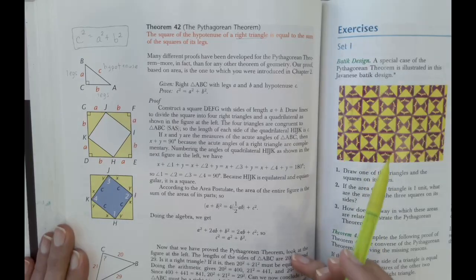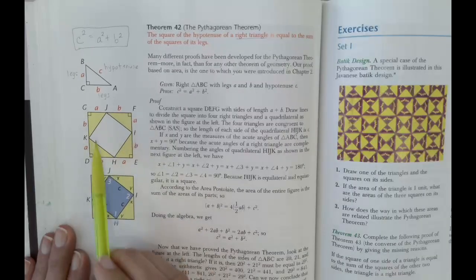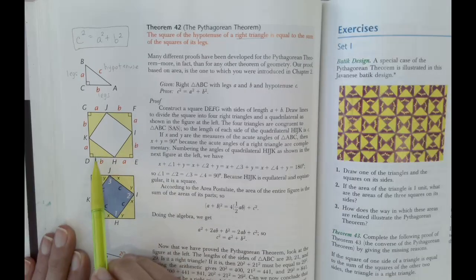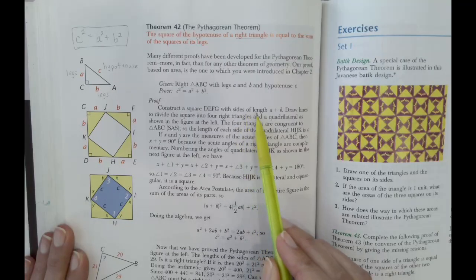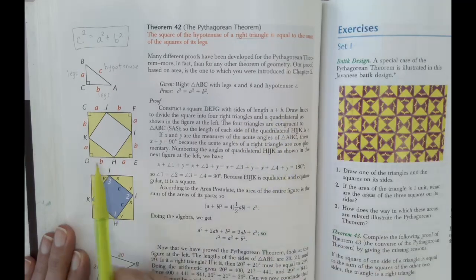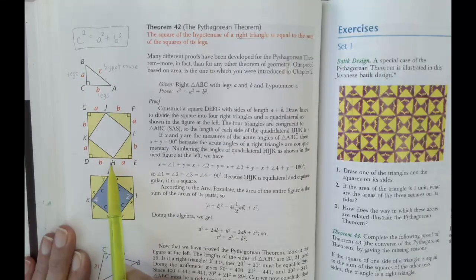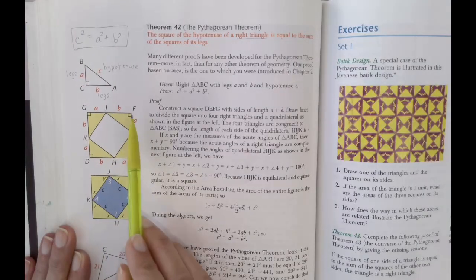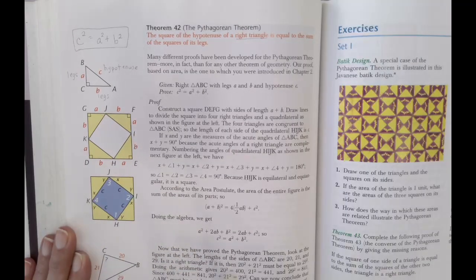Construct a square DEFG. Okay, do we see that? Yes. And with the sides of length A plus B. So A plus B is making this length of the big square. Okay, we've done that.